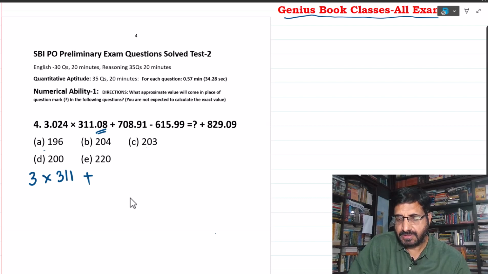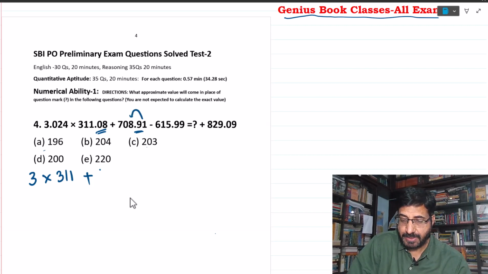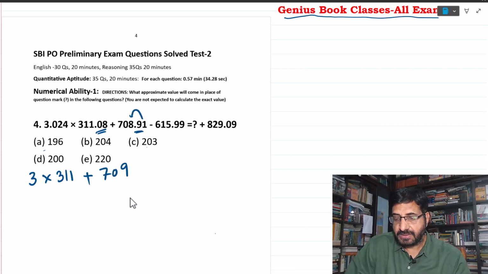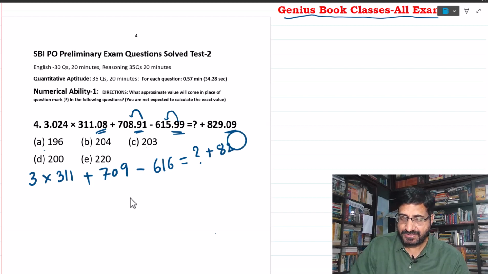311 plus 0.91, it is near to 1, so that one you have to add to this 8, it will become 709, and minus again 0.99, this is also almost equal to 1, so that one you have to add to this, it will become 616. This equals question mark, which you are going to find, plus again 0.09 is negligible, you can retain that 829 as it is. This is 829.